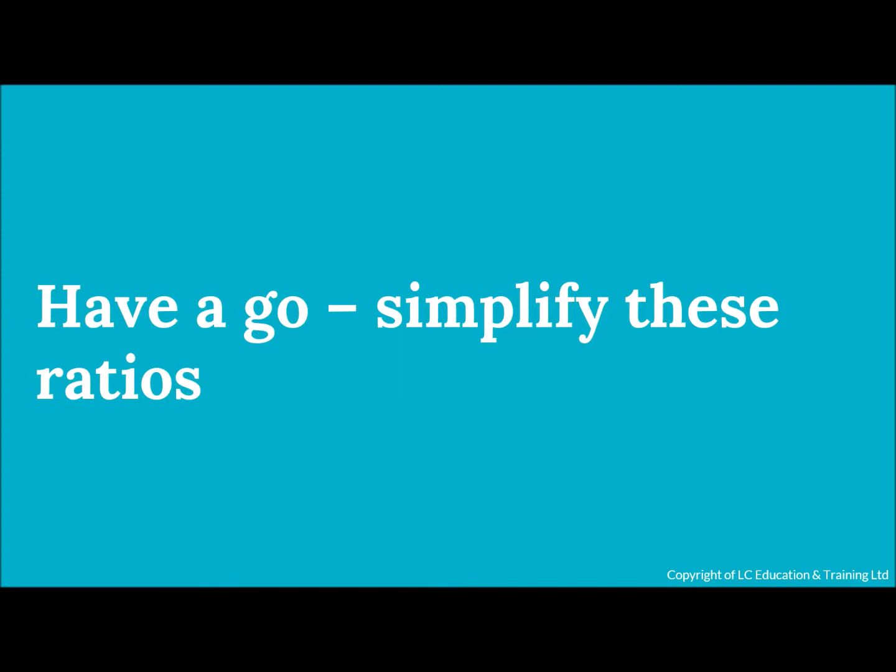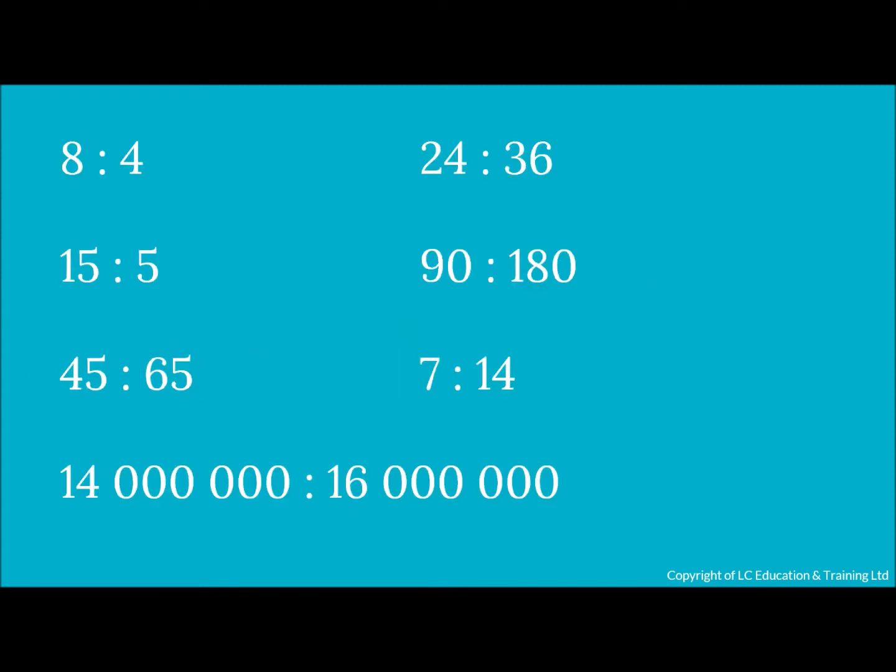Do you want to just have a quick go? Simplify these ratios. So there's 1, 2, 3, 4, 5, 6, 7 to do. Pause the recording at this point, have a go, just jot down your answers, and then on the next slide we'll see what the simplest form of all these ratios is.